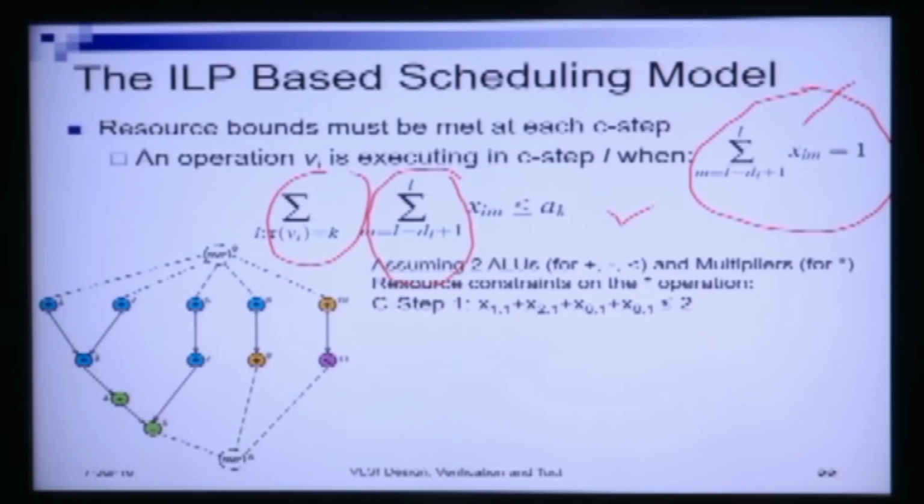So, among these 4 possible operations, the constraint tells me that at most 2 of them can be scheduled in time step 1. Why? Because we have a resource constraint of 2 multipliers. At time step 2 similarly, x32, that means the third operation can be scheduled in time step 2, the sixth operation can be scheduled in time step 2, it can also be scheduled in time step 1, but can possibly be scheduled in time step 2 as well. Similarly, the seventh operation can be scheduled in time step 2, the eighth operation can also be scheduled in time step 2, and these are all multiplication operations.